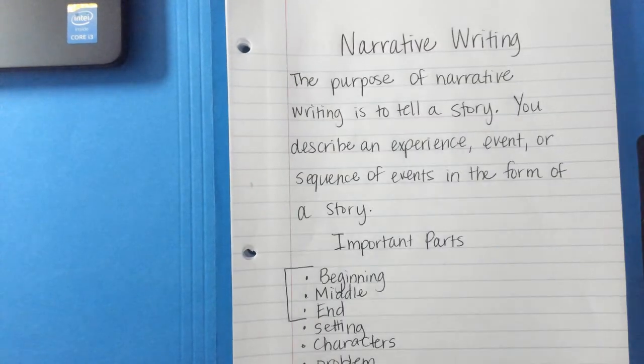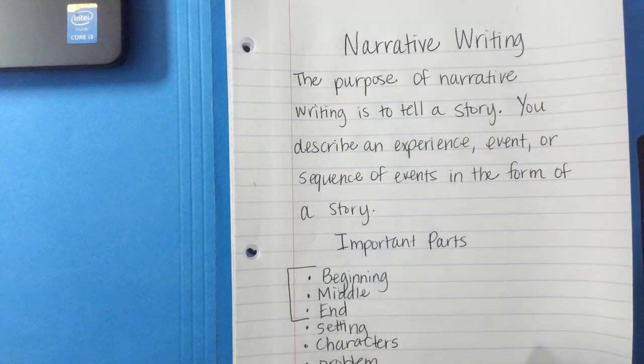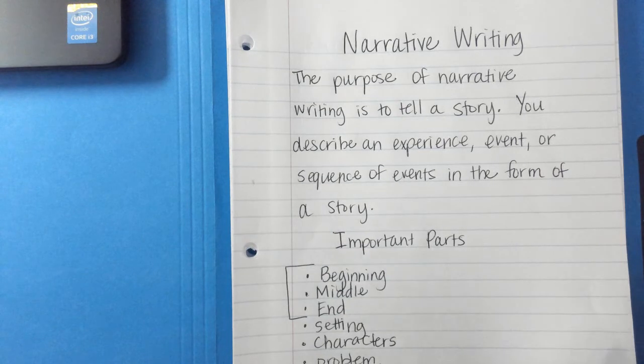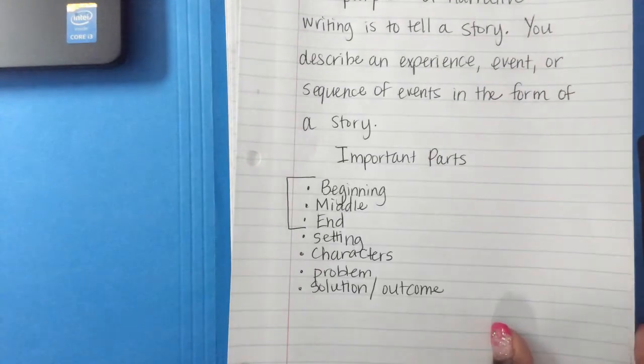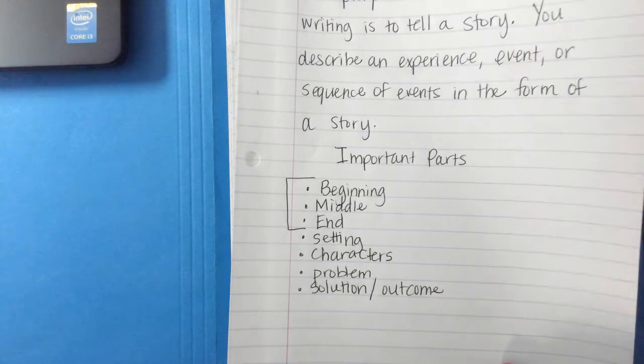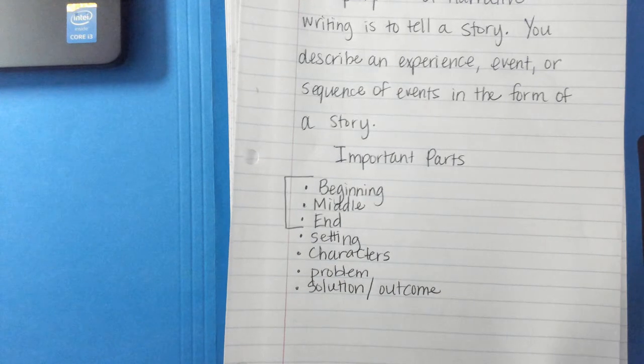So let's remember, the purpose of narrative writing is to tell a story. You describe an experience, an event, or sequence of events in the form of a story. And so some important parts for you to have are the beginning, the middle, and end. You can have settings, characters, problems, a solution, or an outcome.